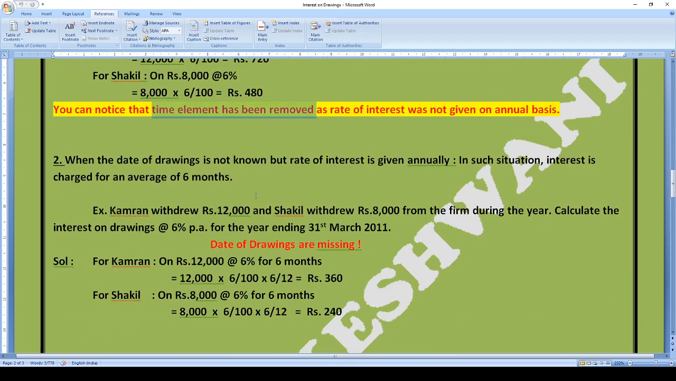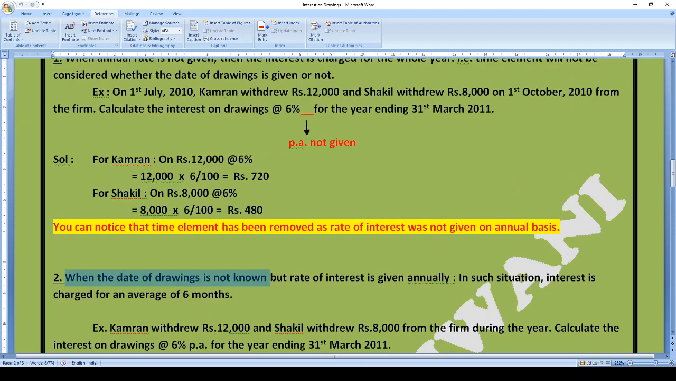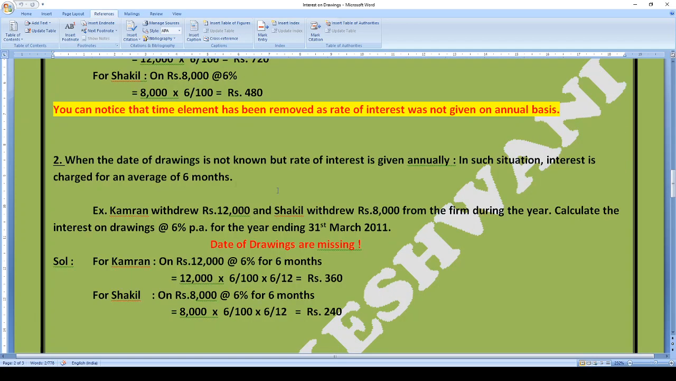The second thing to be noted is when the date of drawing is not known. Here in this example, you have been provided with the date of drawing. For Kamran it was 1st July 2010 and for Shakil 1st October 2010. But now, given that the date of drawing is not known, but the rate of interest is given annually, now this time the rate of interest is with the per annum word, right? But you can clearly see that the dates of drawings are missing. You have not been provided with the date of drawing.